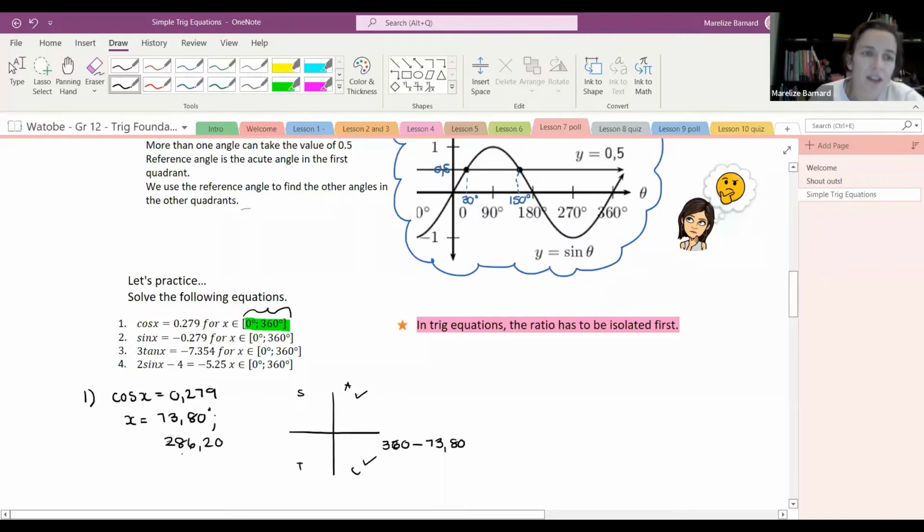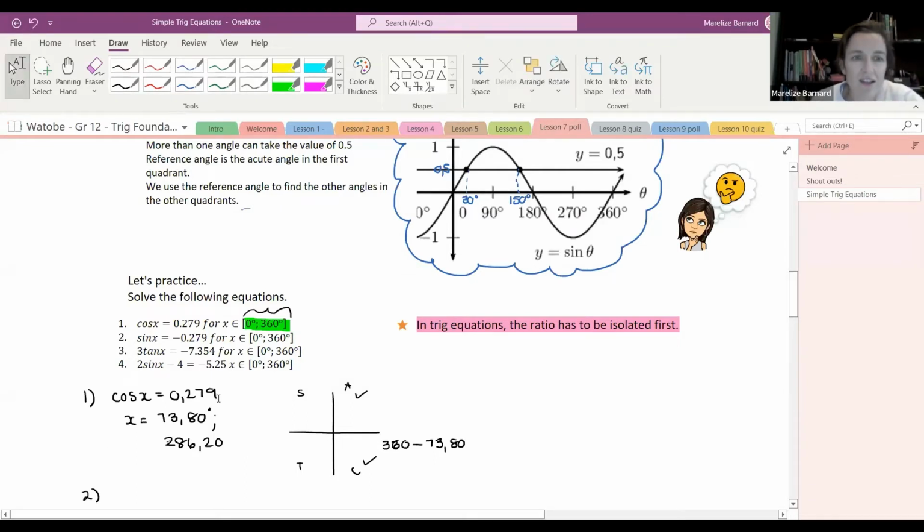And let's double check. Let's now go on the calculator and say cos of 286.20. And you should get 0.279. Okay.